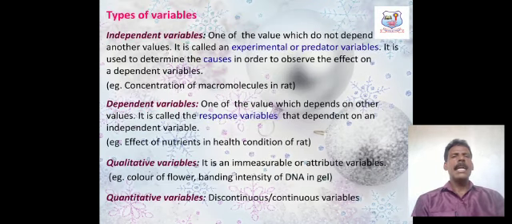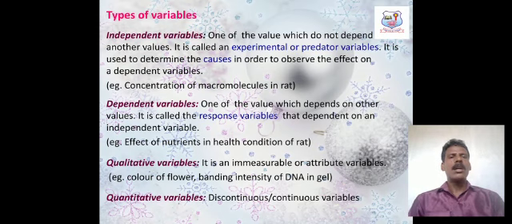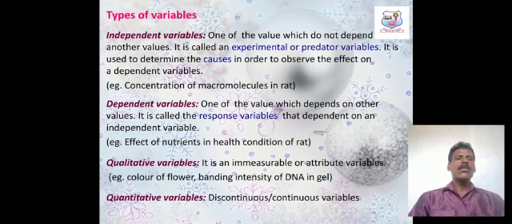So come to see about the types of variables. There are many types of variables. First one is the independent variable. Here each and every value is not dependent on one another. That is nothing but experimental or predictor variables. So it is used to determine the causes in order to observe the effect on a dependent variable. So here the independent variables are utilized based on the observance of the effect from the dependent variable.